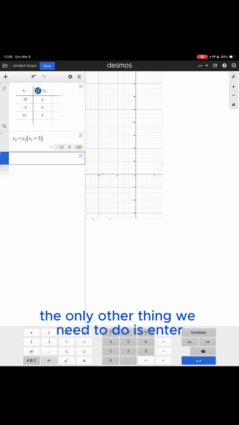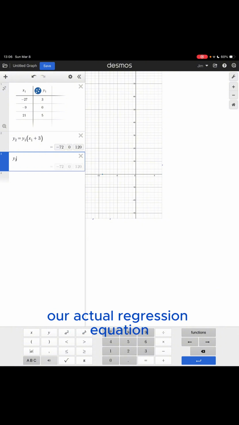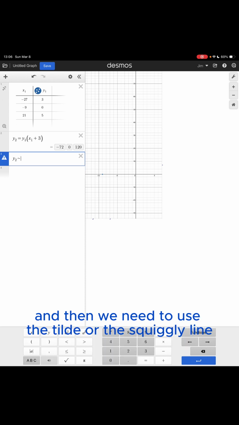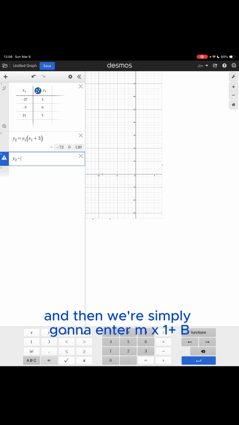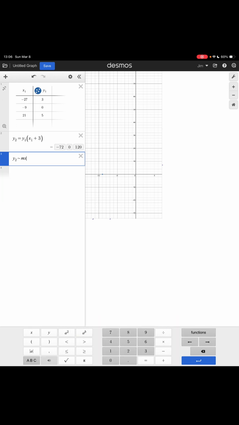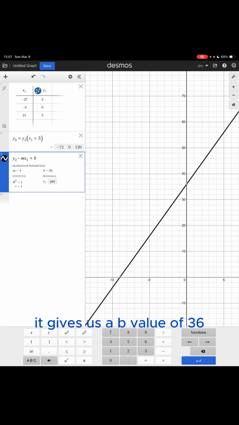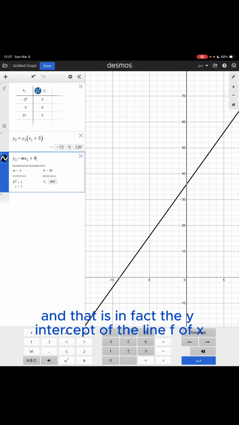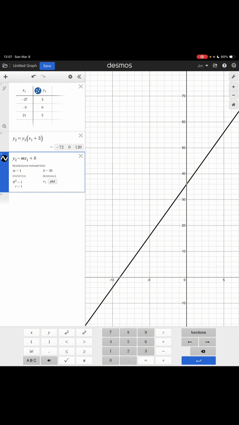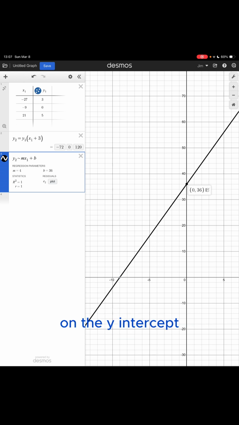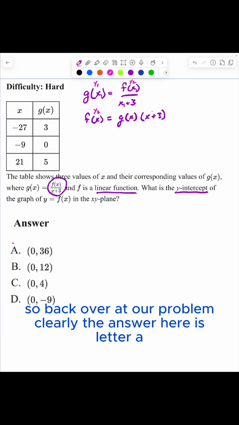Now the only other thing we need to do is enter our actual regression equation, which is going to be y sub 2, which is f of x, and then we need to use the tilde or the squiggly line to indicate that we want a regression, and then we're simply going to enter m x1 plus b. And you'll notice when we do that, it gives us a b value of 36, and that is in fact the y-intercept of the line f of x. We can see that on the graph by simply touching or clicking on the y-intercept. So back over at our problem, clearly the answer here is letter A.